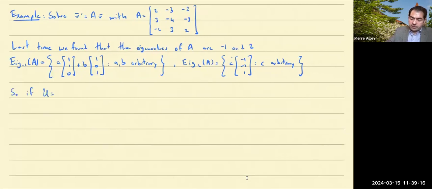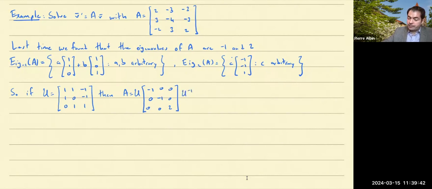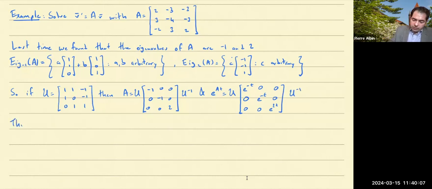So if we take U to be the matrix 1, 1, 0, 1, 0, 1, minus 1, minus 1, 1, then A is equal to U times the diagonal matrix, where I put minus 1, then minus 1, then 2, and otherwise zeros, times U inverse, and the exponential is U times the diagonal matrix e to the minus t, e to the minus t, e to the 2t, and otherwise zeros, times U inverse.